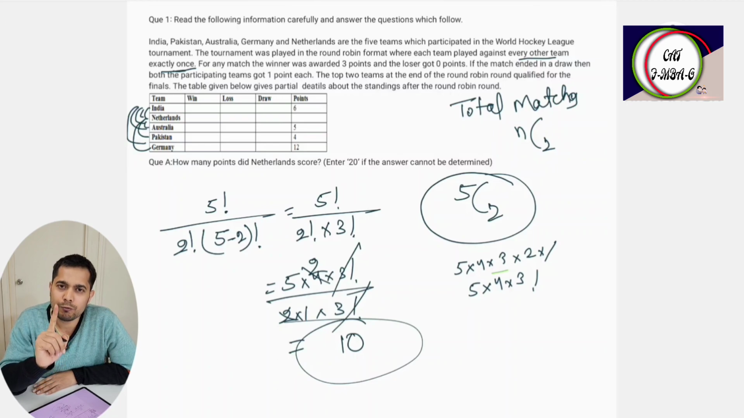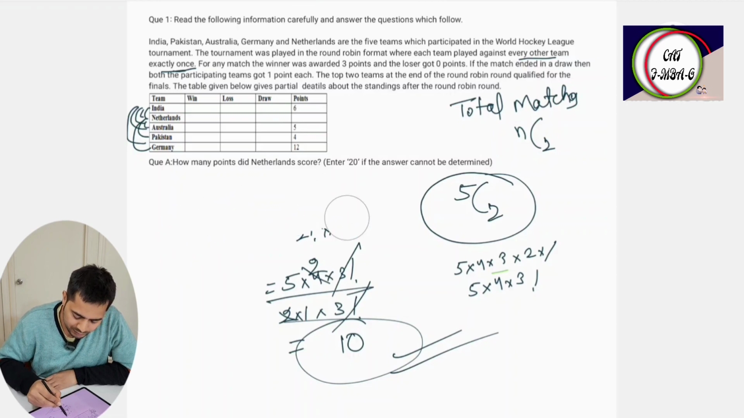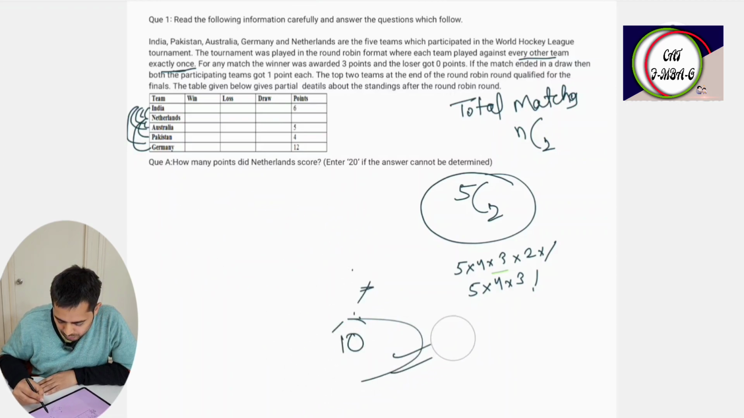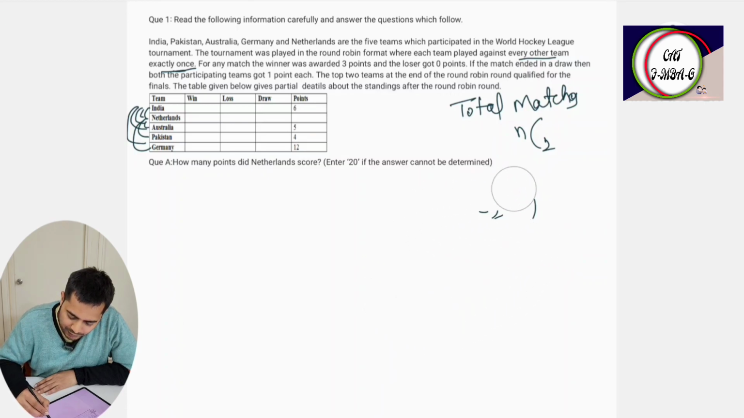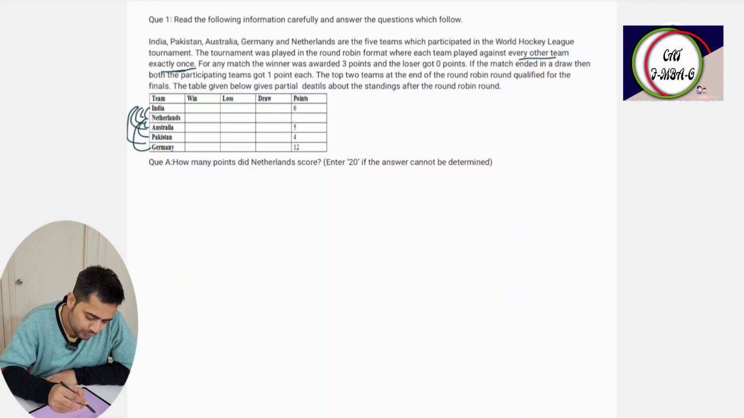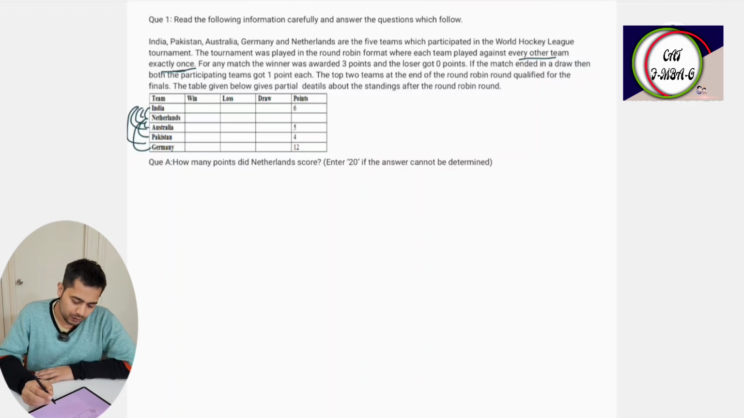And each team will play 4 matches. India will play against Netherlands, Australia, Pakistan, Germany. Netherlands will play against India, Australia, Pakistan, Germany. So each team will play 4 matches and total number of matches will be 10. Let me clear this. These things really help you. Always remember, when each team plays exactly once, the formula will be 5C2. When each team plays exactly twice, it will be 5C2 into 2. Exactly thrice, so 5C2 into 3.